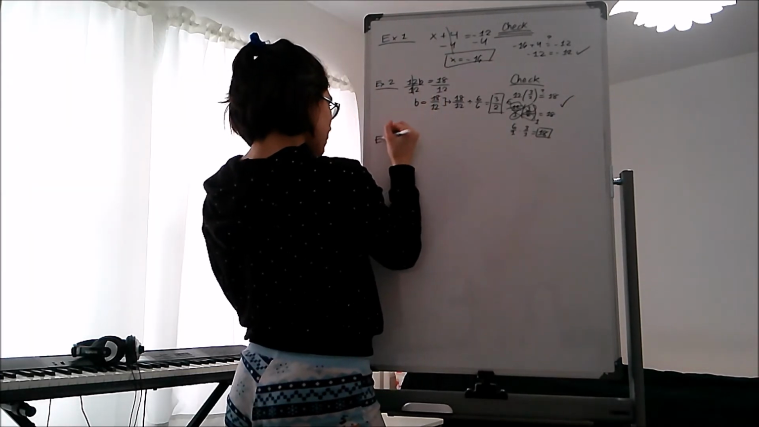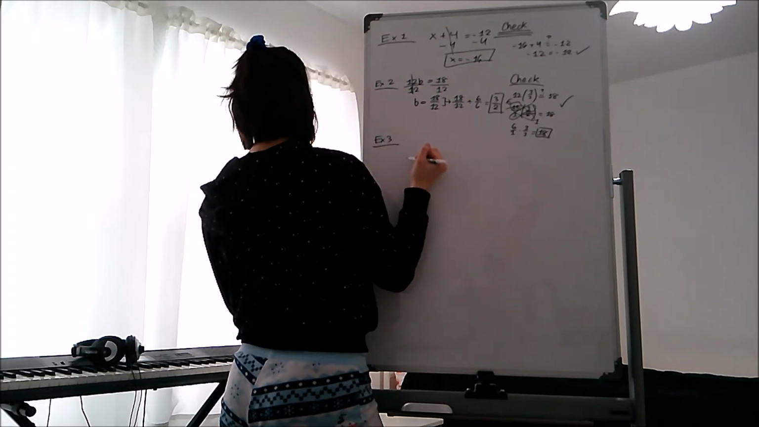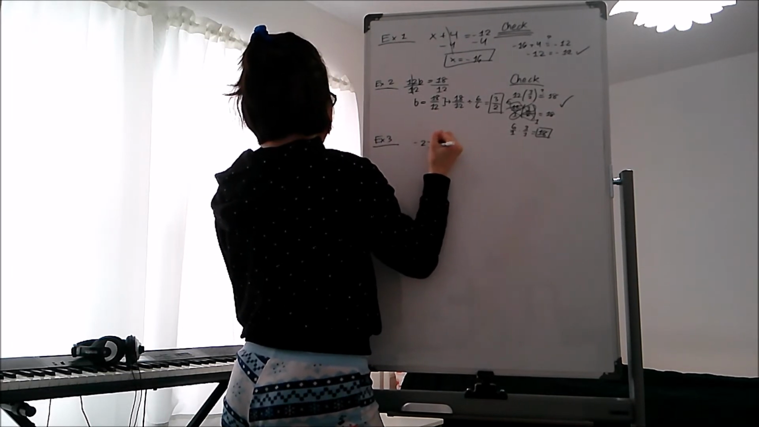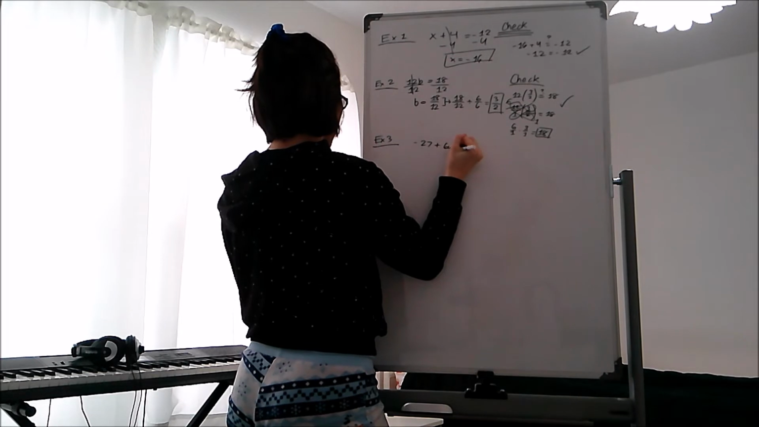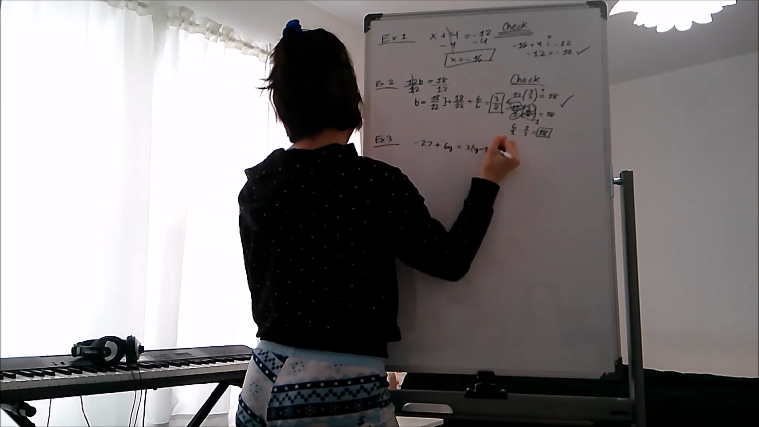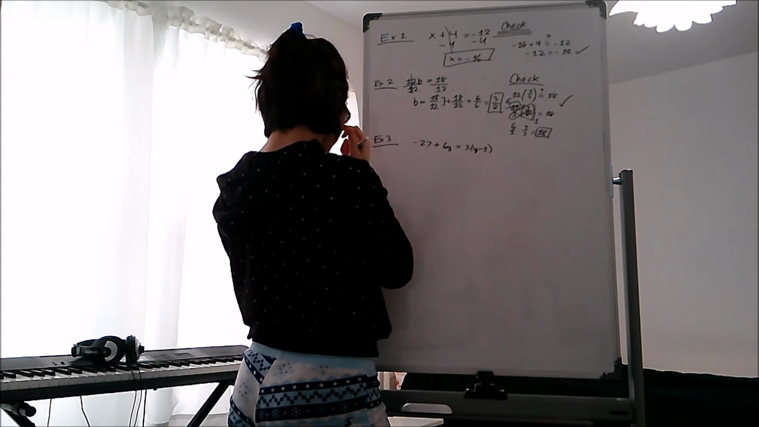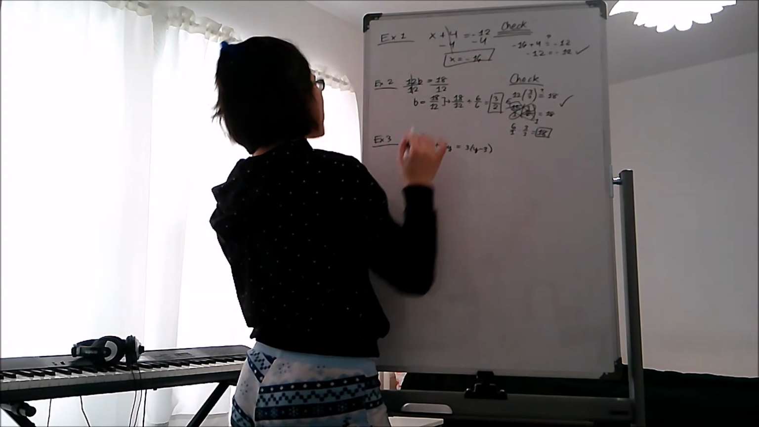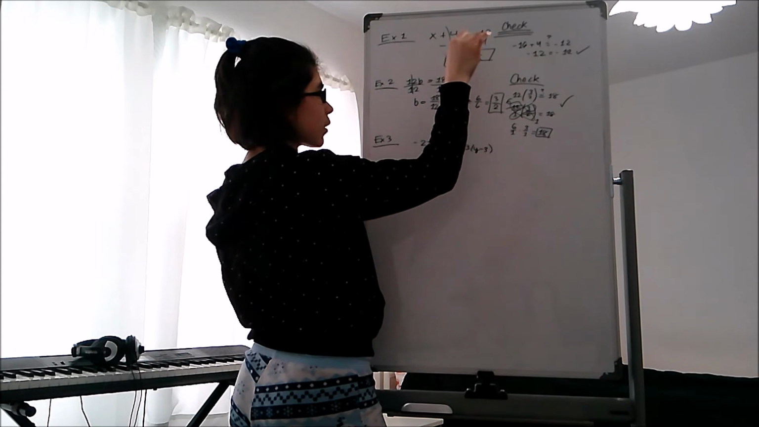Now, moving on, example 3. We have negative 27 plus 6y equals 3 times y minus 3. Okay, so, oh, and for the record, up here this was the subtraction property of equality.